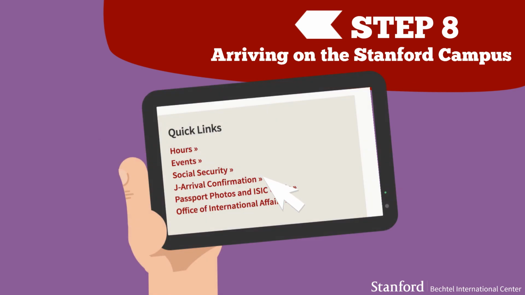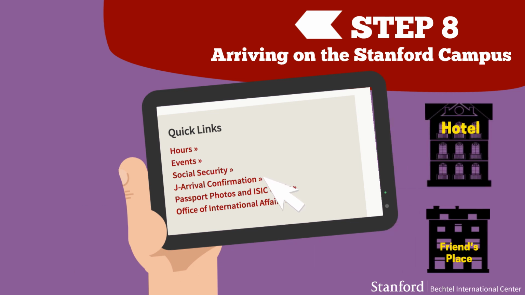If you haven't found an apartment to rent yet, just enter the address of the hotel or friend's place where you are staying. You can change your address later on. Please don't use your academic department's address on this form.